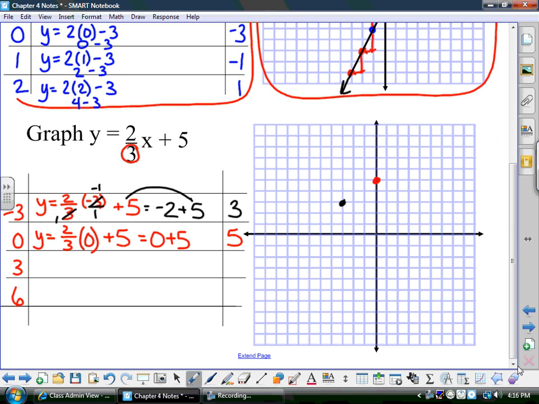We're still plugging in multiples of 3, and when we plug in positive 3, we can make that 3 over 1, and the 3's will cancel out. So 2/3 times 3 is just 2. That's all that's left. Add the 5 to it, and we get another point for the graph. Another point is at 3, comma 7.